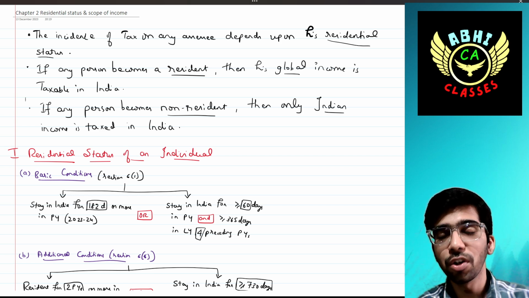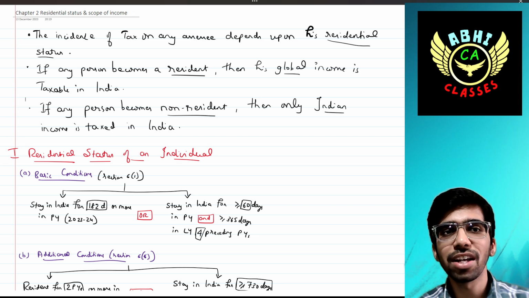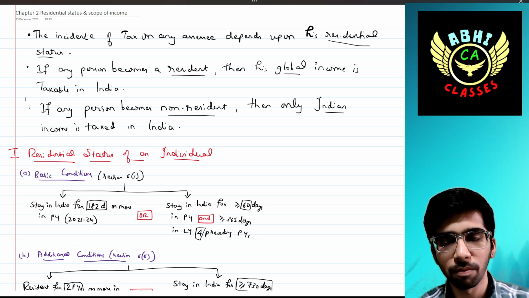Today we are starting the new chapter, that is chapter number 2, residential status and scope of income.